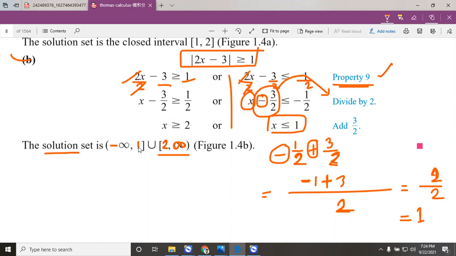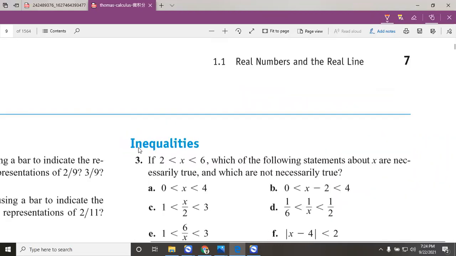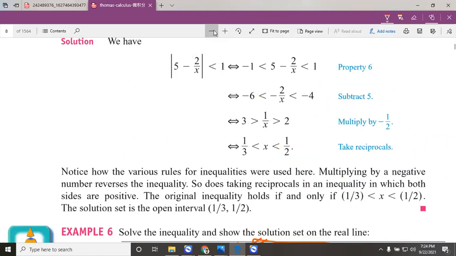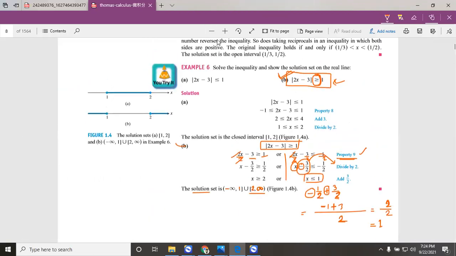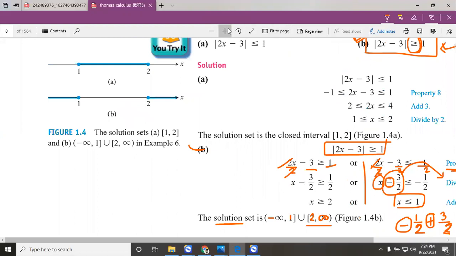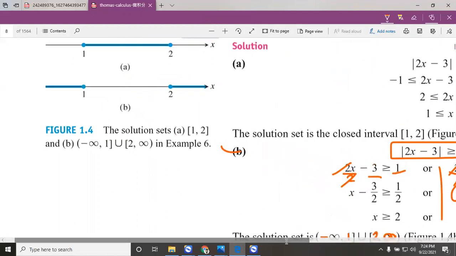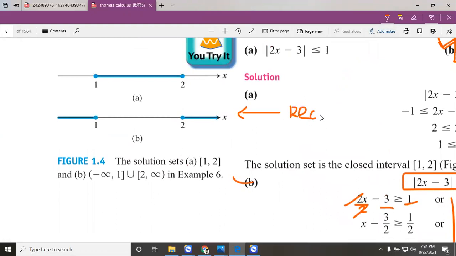So let's see the figure on point B. Where is point B? Maybe they have drawn the graph somewhere else. On point 4. Yes, here. Guys, can you see the graph? I mean, not graph. This is a real line. Can you see, guys, the real line?